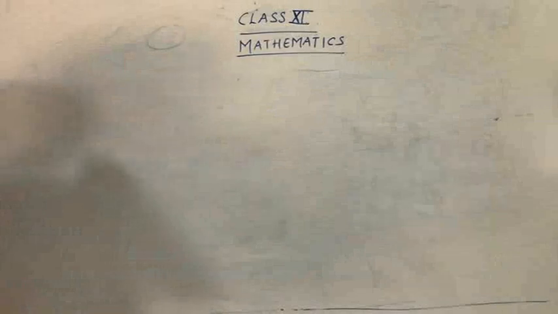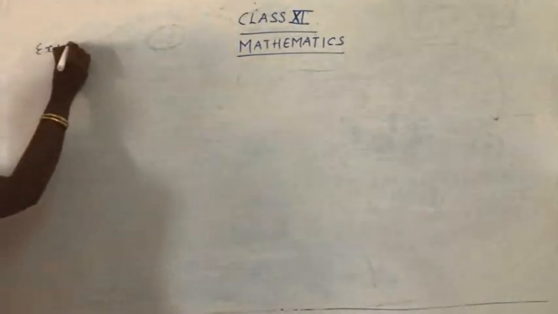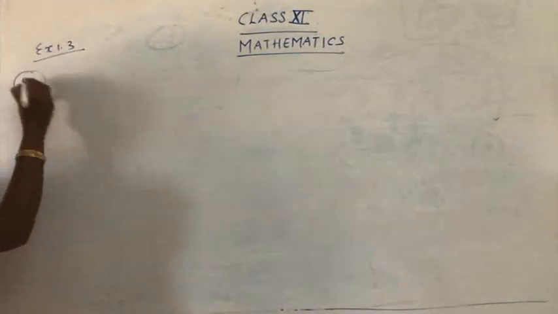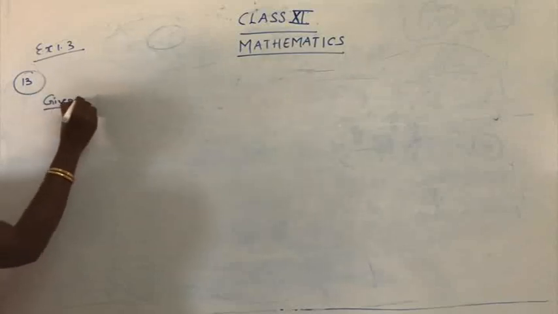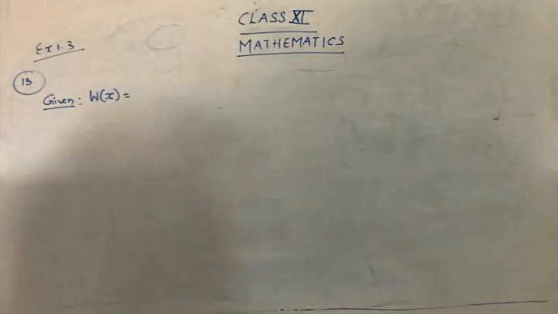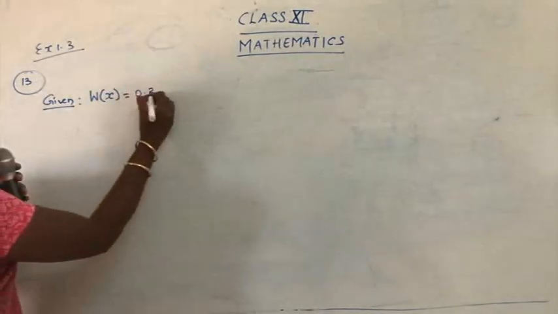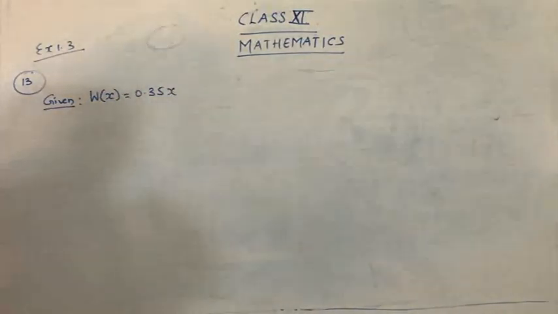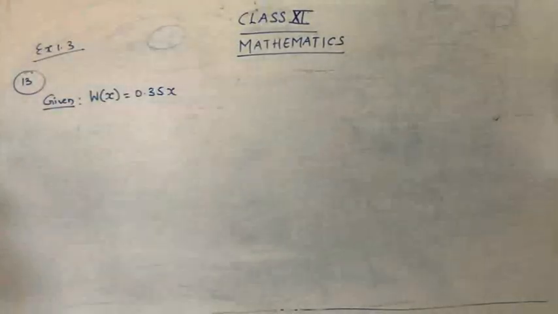Write down. Exercise 1.3, sum number 13. Given W(x) = 0.35x.